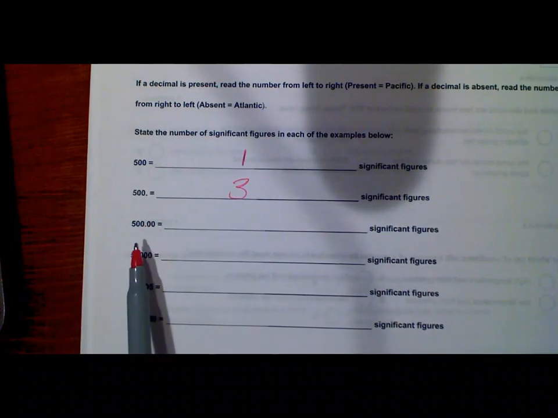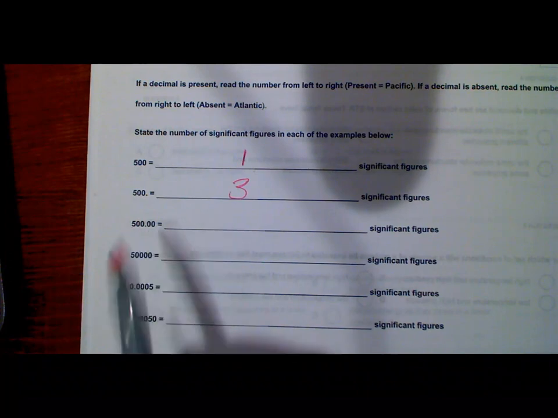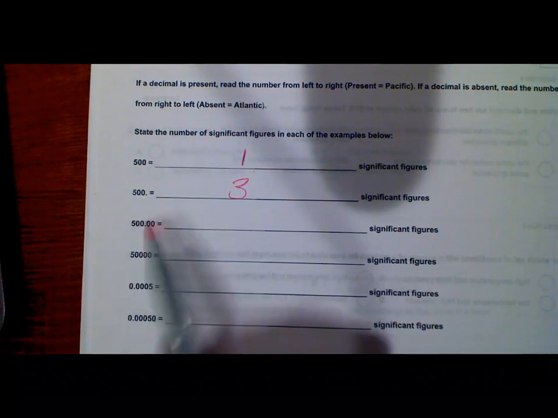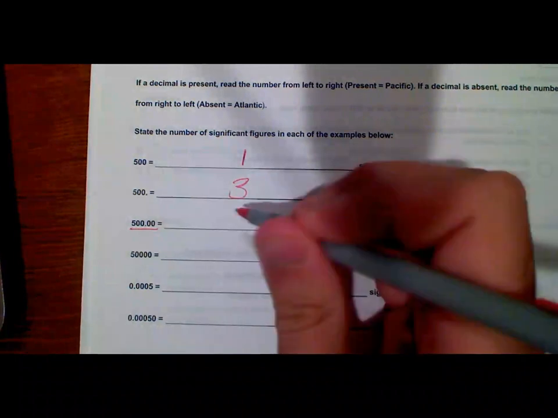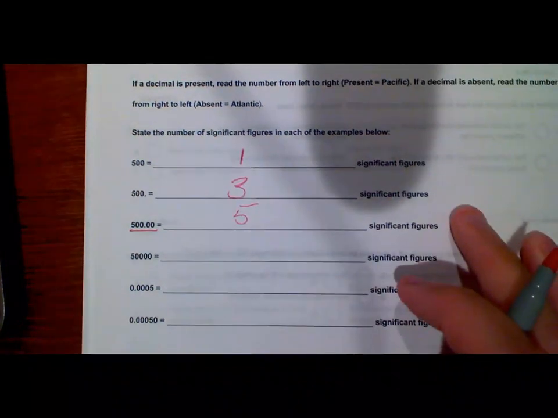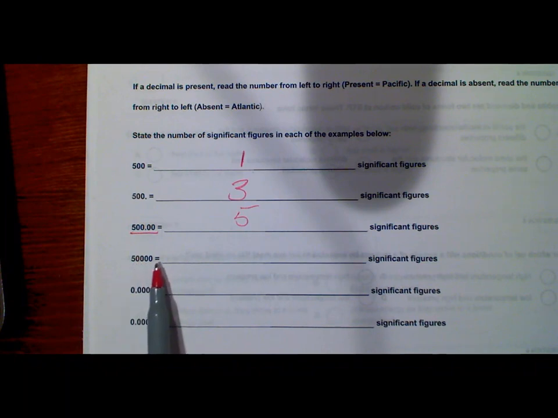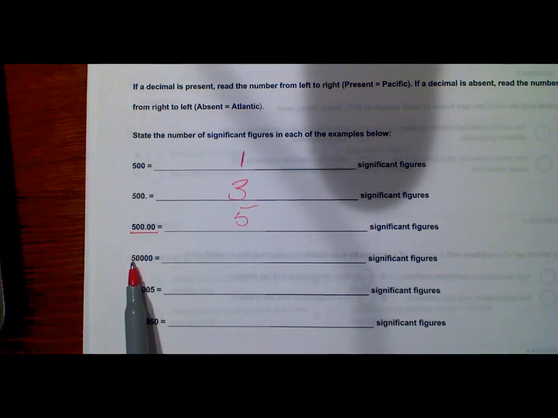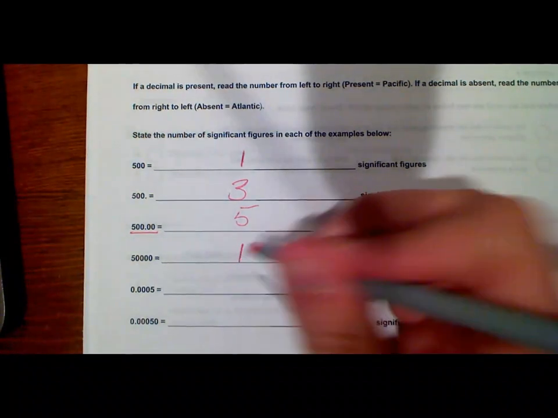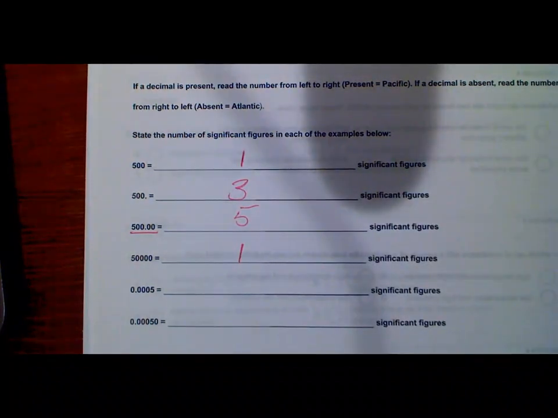For this one now, it's still pretty close. Decimal's present, read from the left. The 5 counts, so it and anything after it count. So 1, 2, 3, 4, 5. All these digits are significant. That's going to be 5. After this one, now the decimal is absent. We read from the right side, and I ignore all these zeros that I see first until I see that 5 at the end, and that's going to be just 1 sig fig.